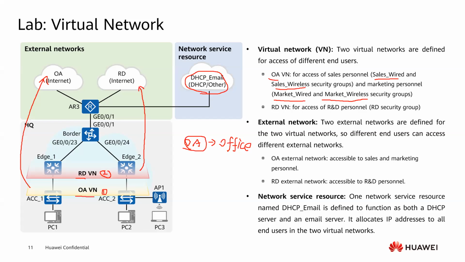Sorry, wait a moment. And the RD just refers to research and development. So we use RD in short to denote the research and development employees who can access this kind of network. So it's just an example. And in our experiment we create the OA VNs for the sales and market users to access this kind of network.